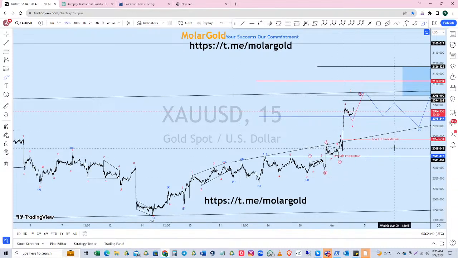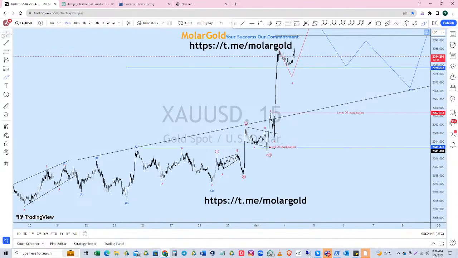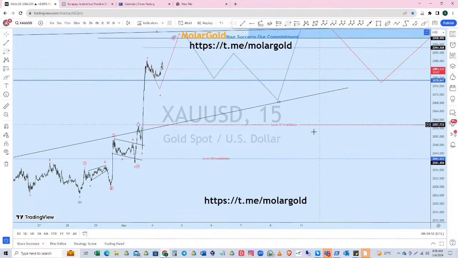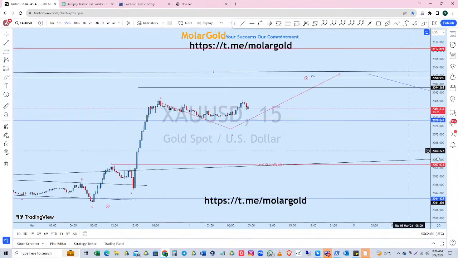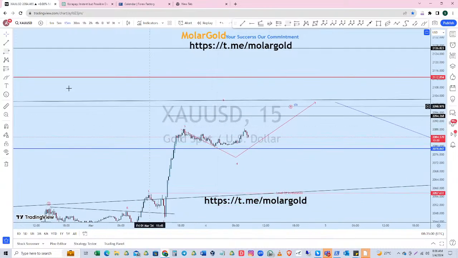Our main concern right now is here, where price currently is. What I am saying is we have three moves right here, 1, 2, 3, and we are done. So if this is also a three move, 1, 2, 3 like this, which makes an expanded flat, it should give us a 5 wave, 1, 2, 3, 4, 5.